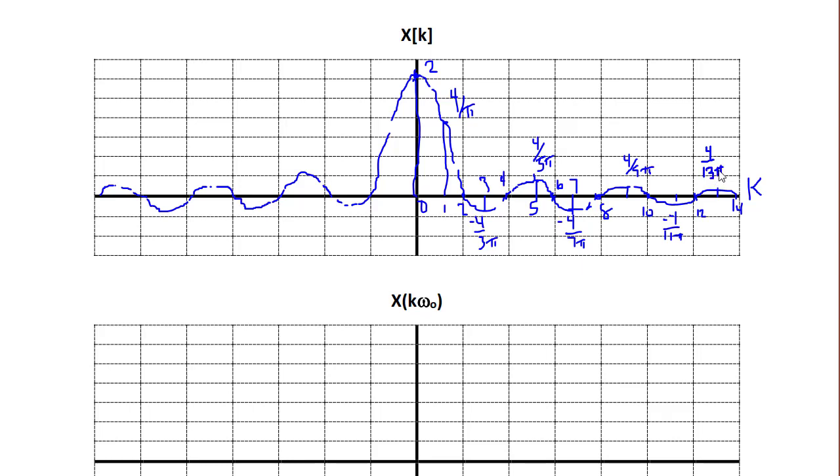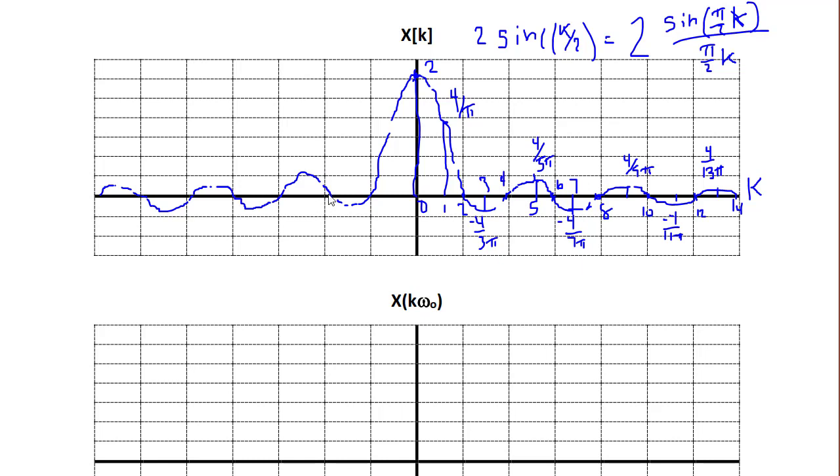Now the question becomes, where am I getting these numbers from? Well, remember, my envelope is the sinc of k over 2. 2 sinc of k over 2 is equivalent to 2 sine of pi over 2 k over pi over 2 k. So that's how I'm coming up with the numeric values.